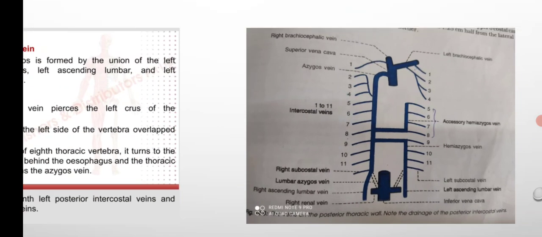Then what are the tributaries? Here in this diagram you can see the tributaries of this: 9th, 10th and 11th intercostal veins and the left subcostal vein. These are the tributaries, along with the esophageal veins.